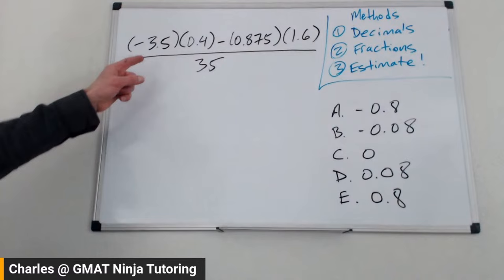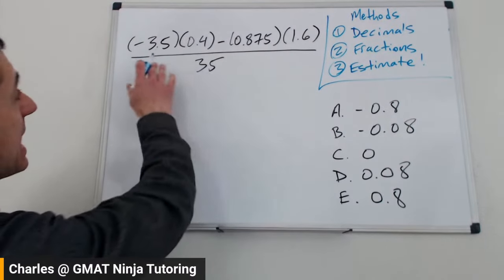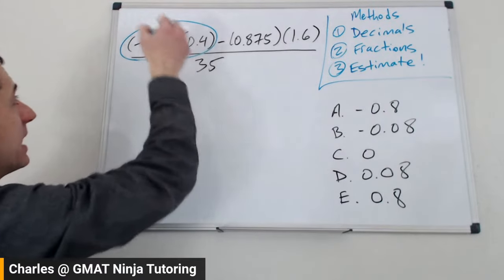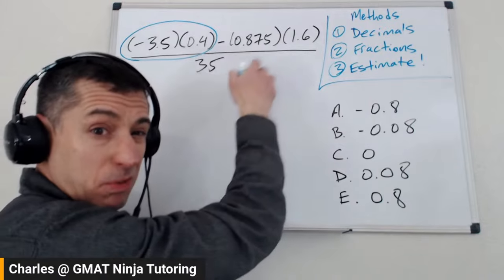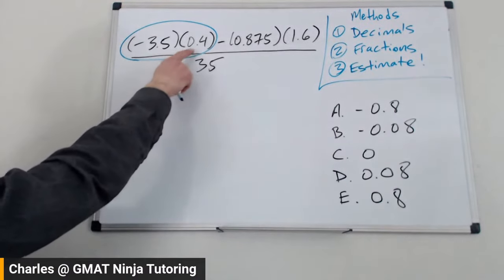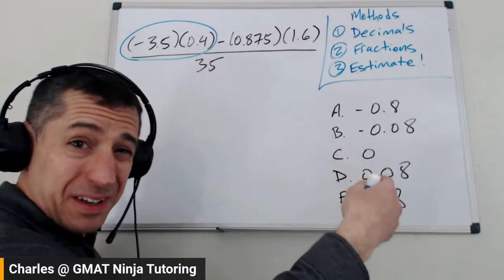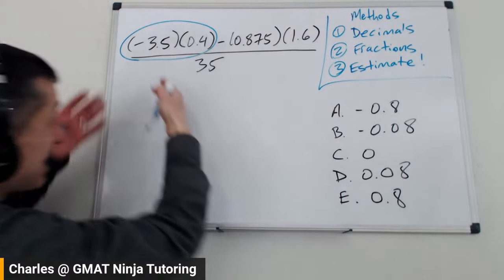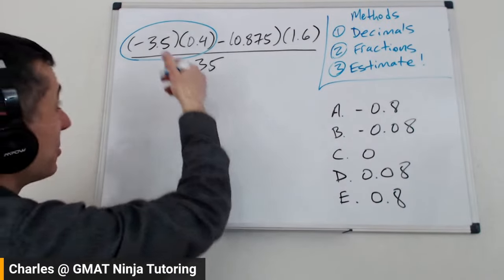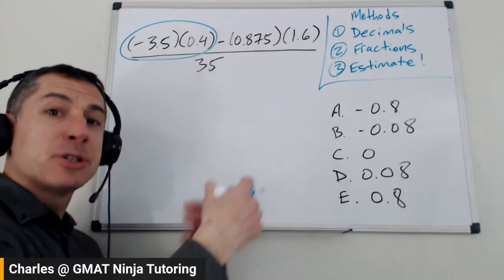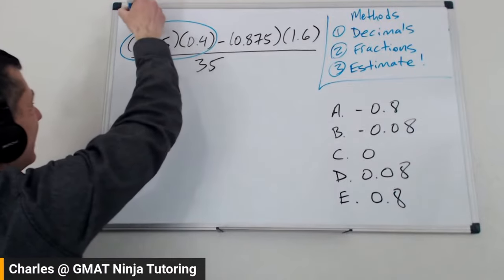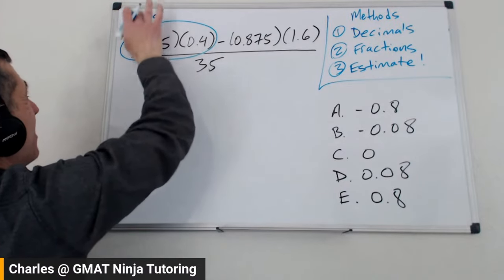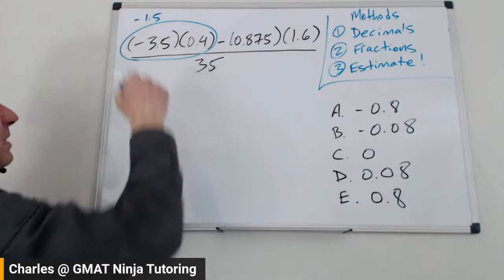All right. So first thing, this whole thing right here, I get a negative number. Roughly what? I don't know. -3.5 times 0.4. We're going to cut it in half. It's still going to be negative. So it's going to be less than -2, or I guess a little more than -2. The absolute value will be less than 2. So we get, like, -1.5, roughly-ish.